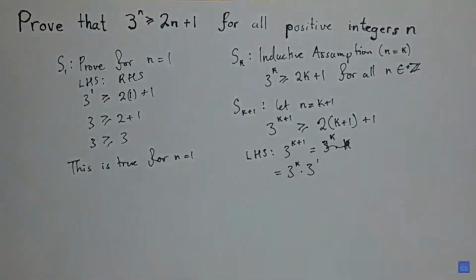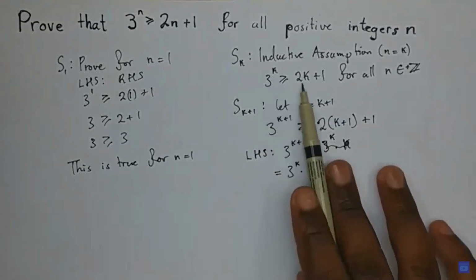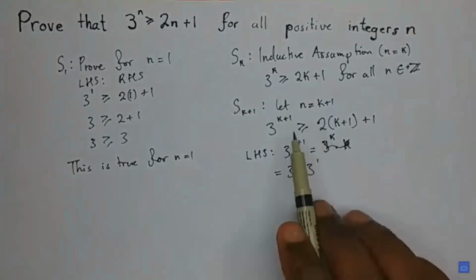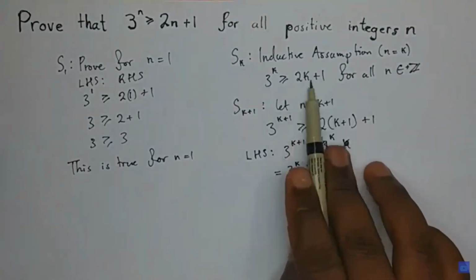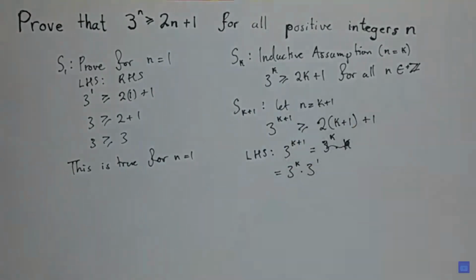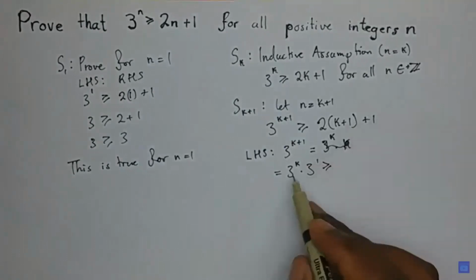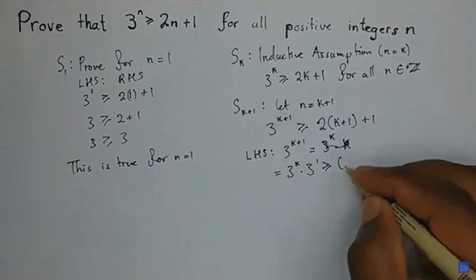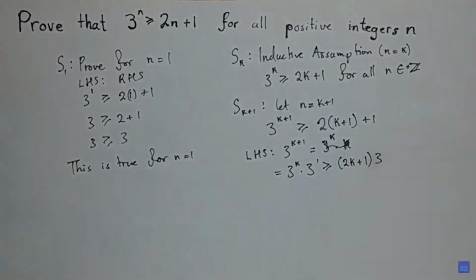Now, according to the assumption, we know that 3 to the power k is greater than or equal to this. So since 3 to the k is greater than or equal to 2k plus 1, then whatever expression we've written here is greater than or equal to that. So that would be 2k plus 1 and 3, let's say that.